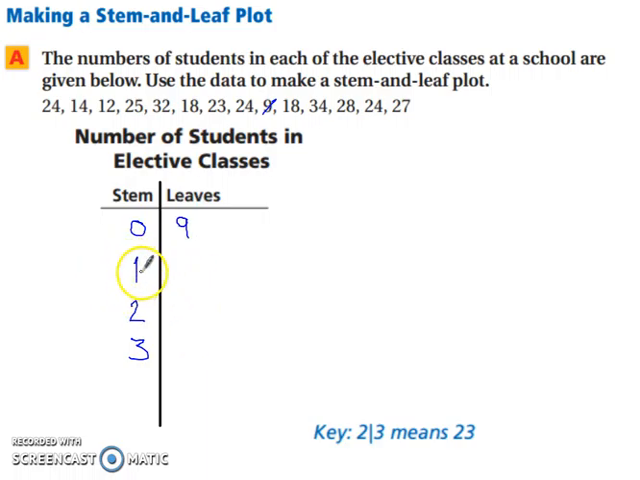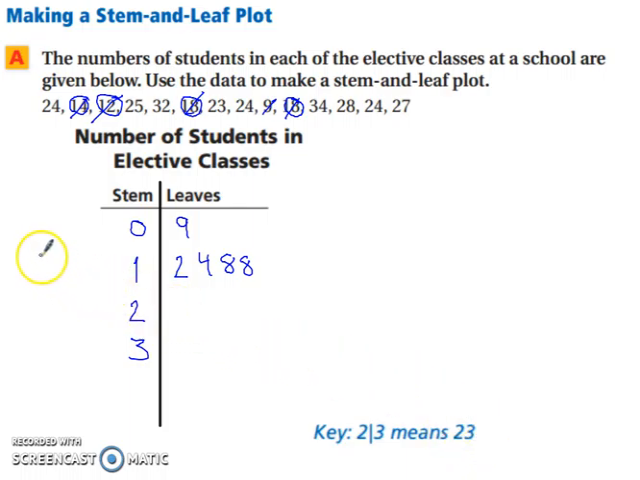All right, so now how many do we have in the tens? So we've got 14, 12, 18, another 18, and that's it. So now we put these in order. So your smallest is 2, our next smallest is 4, and then we have two 8s for 18 and 18. Because notice how the key 2|3 means 23.